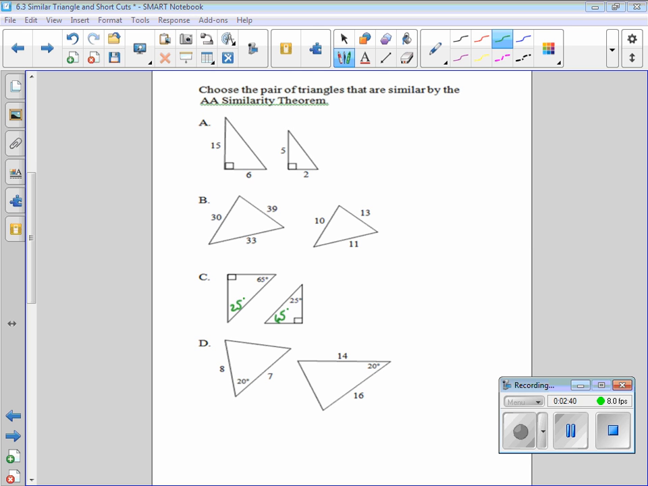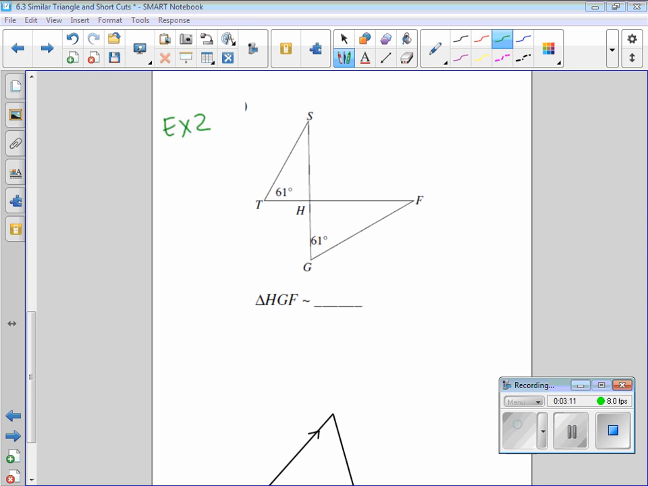Okay, so I looked through all these problems and I need to know two angles in one triangle are congruent to two others. In A, I only know one angle is congruent because of the 15 and 15. In letter B, I don't know any of the angles. In C, I could find some missing angles first, and then once I did that, I identified, yes, indeed, there's a 25 in each, and there's a 65 in each, as well as a 90 in each. And then D, again, I only know one angle, and there's no way of finding the other one. So I'm going to go with C. I hope you did too.